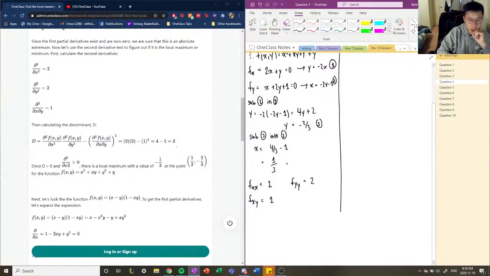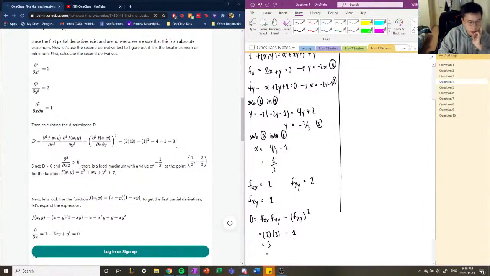Cool. All right, so now we have found our local extremum, which is 1 over 3 and negative 2 over 3. But we need to classify it now, right? So we need to use our discriminant. Our discriminant, to refresh, is the double partial derivative of x times the double partial derivative of y minus the mixed partial derivative squared, I think. Okay, so this equals 2 times 2 minus 1, which equals 3.